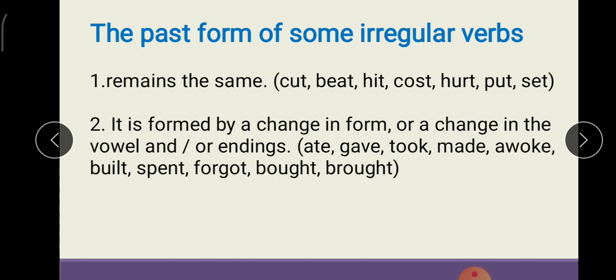The past form of some irregular verbs. Number 1, some remain the same, such as cut, beat, hit, cost, hurt, put, set. These verbs all remain the same in past form also. Number 2, it is formed by a change in form or a change in the vowel or endings. Some examples are ate, gave, took, made, awoke, built, spent, forgot, bought, brought.